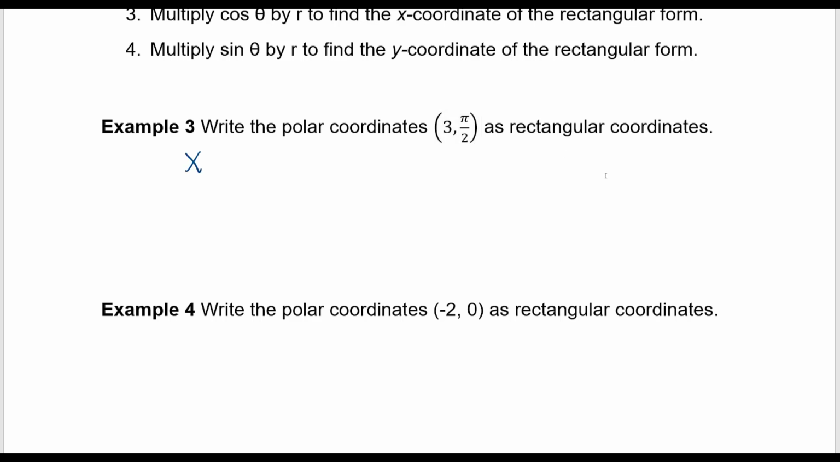So x is going to be equal to 3 times cosine of pi over 2. Well, cosine of pi over 2 is 0, so it's just 0. And y equals 3 times sine of pi over 2, which is 1, so it's 3. So that's going to be at (0, 3).